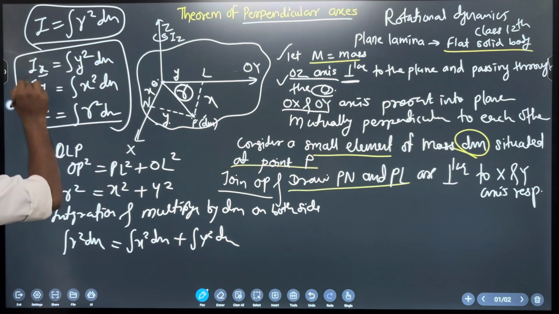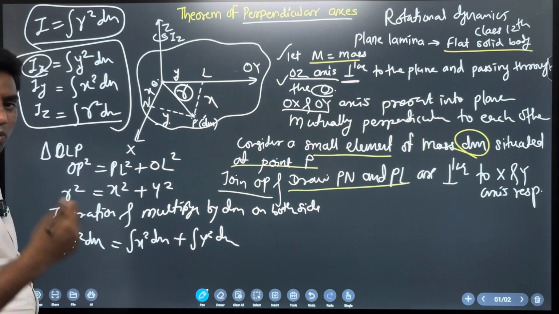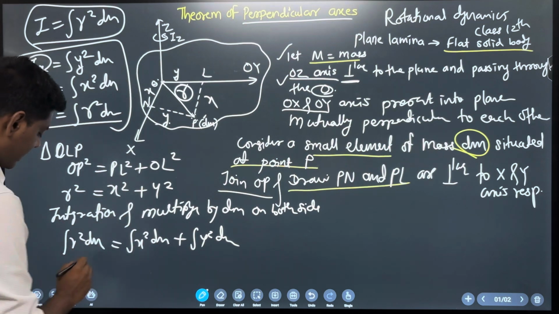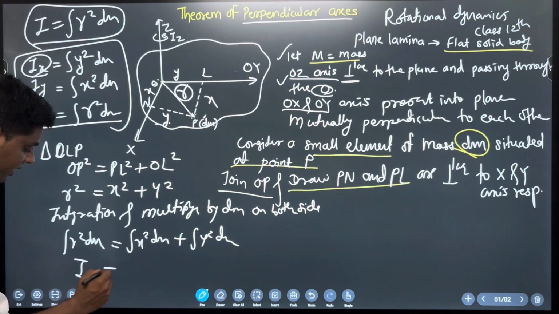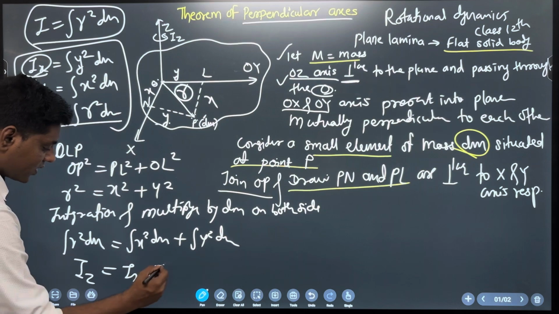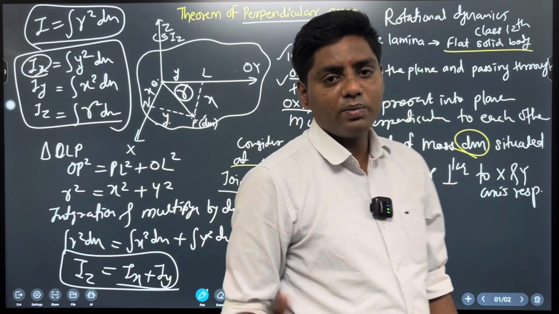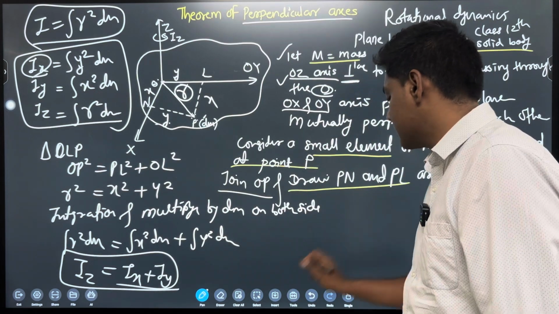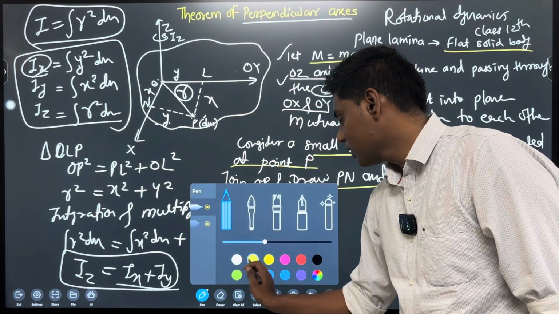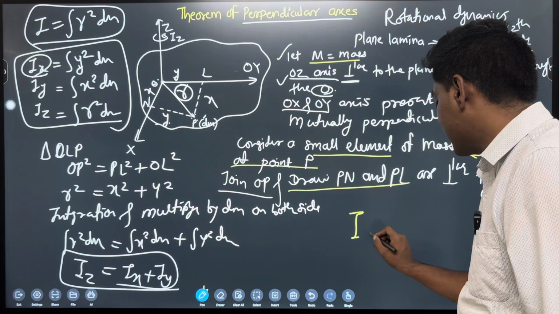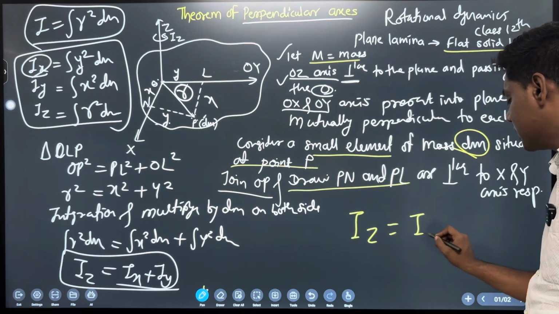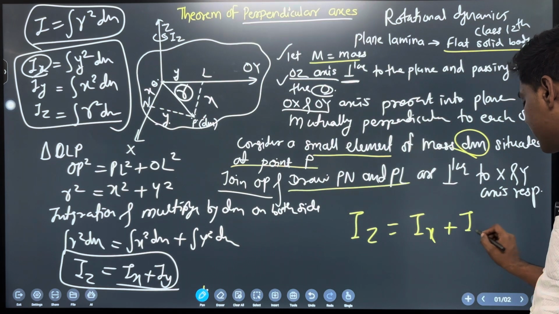What will the integration of y square dm be? That is the moment of inertia about the x-axis. So write down that Iz equals Ix plus Iy. This is the mathematical expression of the perpendicular axis theorem. Very easy to remember: Iz equals Ix plus Iy.